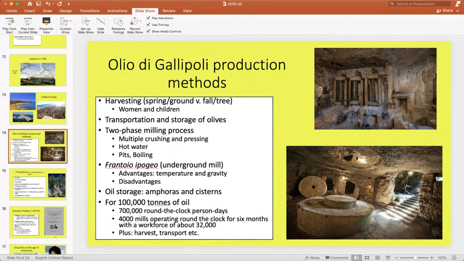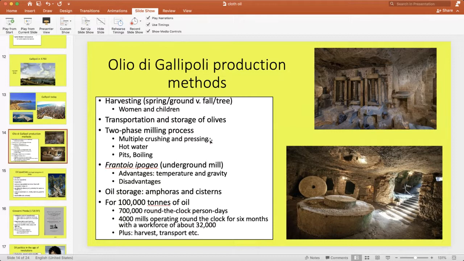Now the pressing took a long time, and here are some pictures. I showed you a drawing before, but here's a picture of a crusher with a round stone that would be used, and here are three presses lined up. It would take a long time to process oil. It might take 24 hours to process a batch of oil. Not necessarily that long, but it could. And so to produce that 100,000 tons of oil took a long time. In fact, I have a calculation here of how long that might have taken.